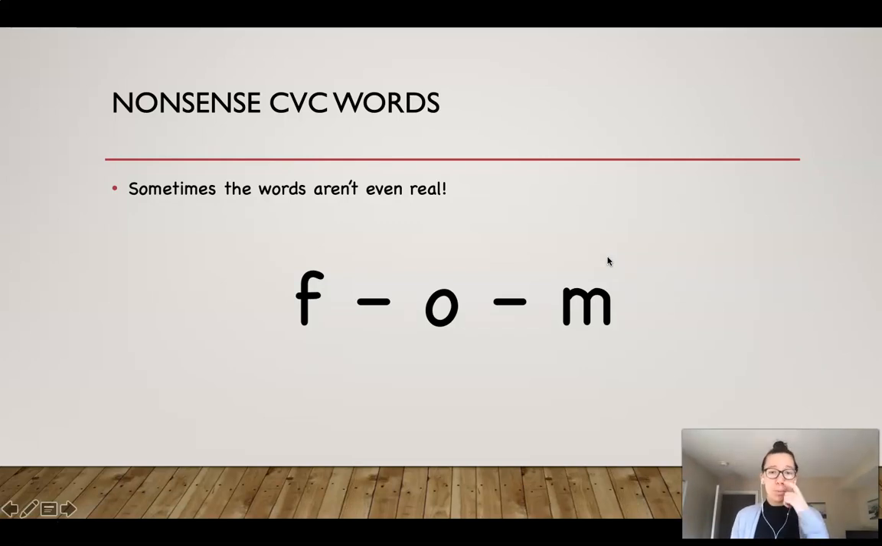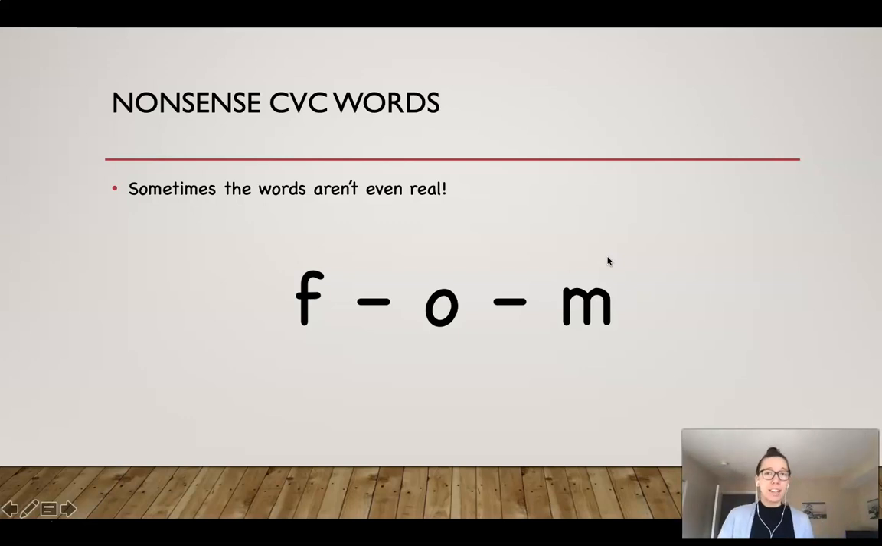So let's take a look at this word here. We have F, which is a consonant, O, which is a vowel, and M, which is another consonant. If I were to sound this word out, I would sound like this: f-ah-m. What nonsense word am I making with those sounds? F-ah-m. Fom. Very good. Now there's no such thing as a fom. We know that. But this is a great way to practice blending our sounds, especially today.